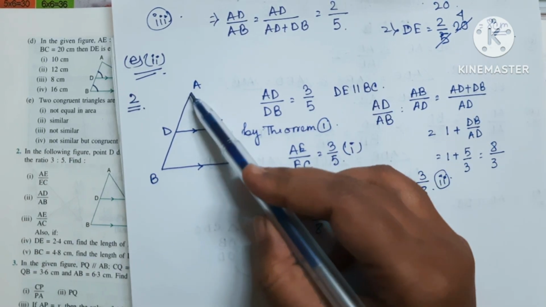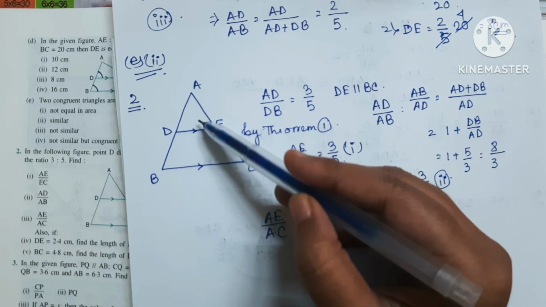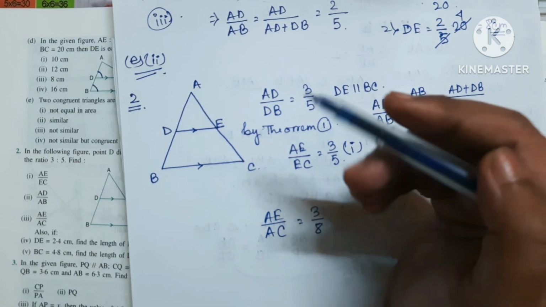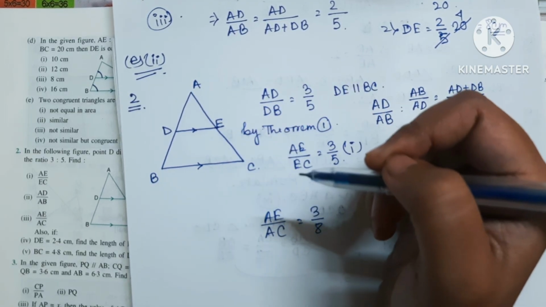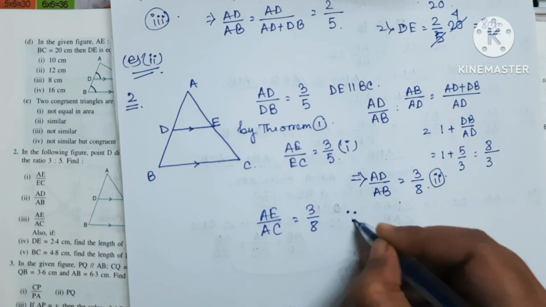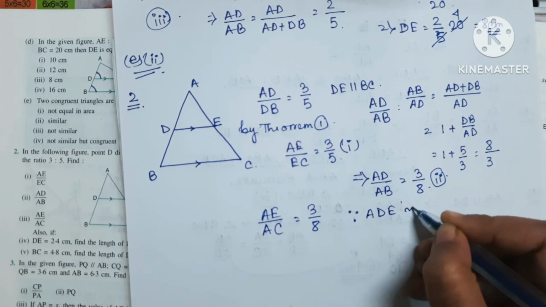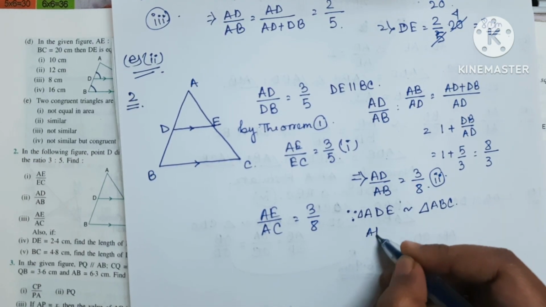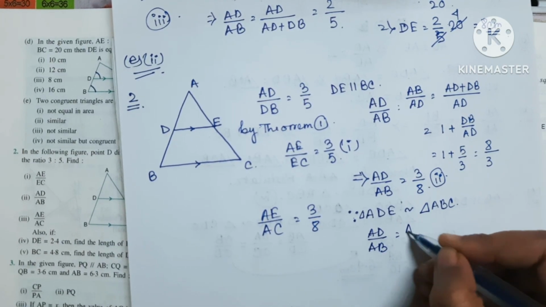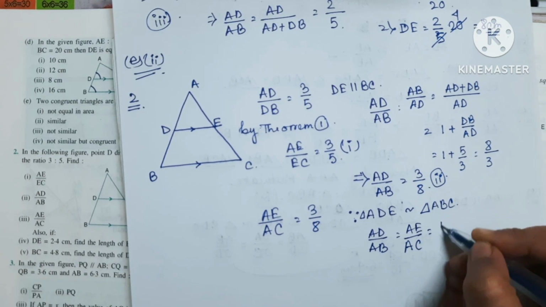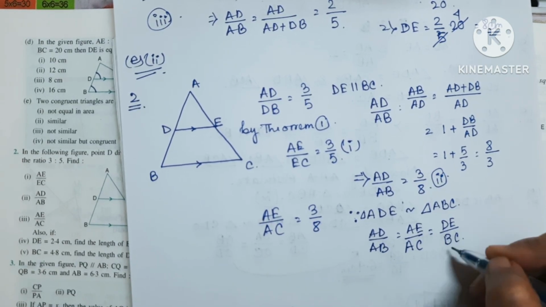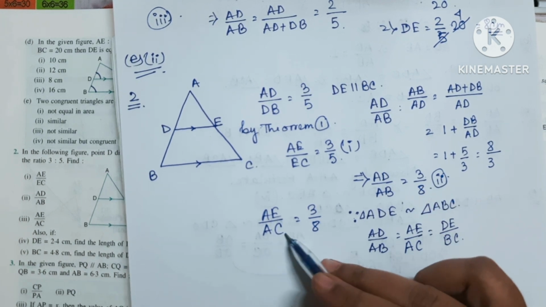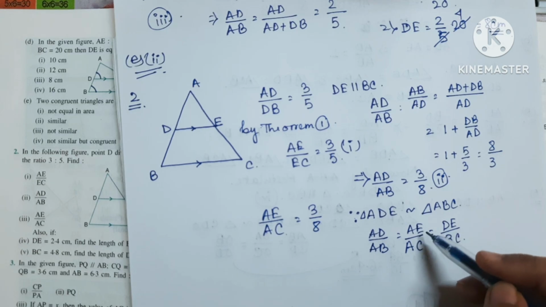DE and BC are parallel, and I have already proved in many previous questions that ADE is similar to ABC, right? So from that condition you can write, since triangle ADE is similar to triangle ABC, AD by AB is equal to AE by AC is equal to DE by BC. That you can write. Okay, since AD by AB is 3 by 8, AE by AC will also be 3 by 8.